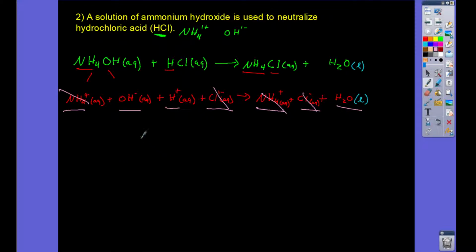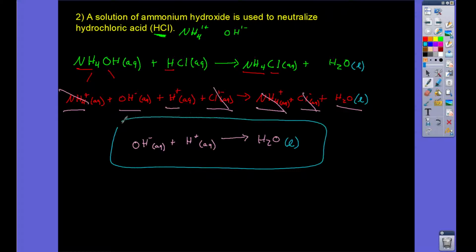So our net ionic equation then is going to be OH minus, which is aqueous, plus H plus, which is aqueous, dissolved ions in the solution, which will create H2O, which, as we saw, is going to be our liquid. And this would be the complete net ionic equation for this reaction and would allow this to occur naturally.